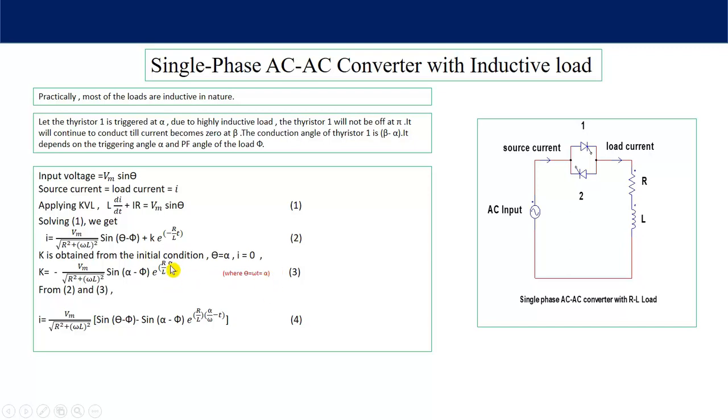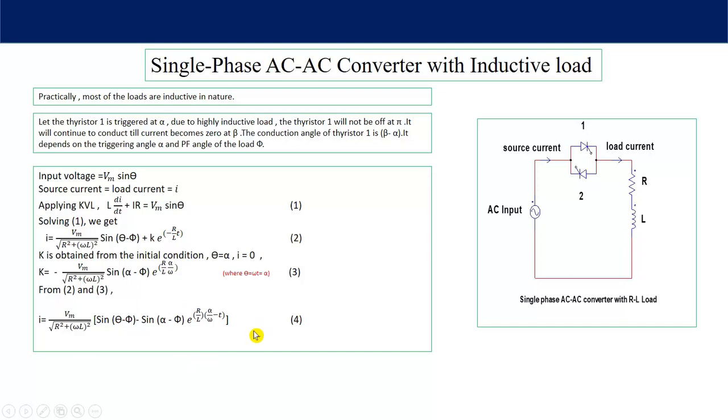Then from equations 2 and 3, we can find the net instantaneous current flowing through the circuit, which is equal to Vm by root under R square plus omega square L square, times sin of theta minus phi minus sin of alpha minus phi e to the power R by L into alpha by omega minus t. Just substituting the value of K at this point, you will get this current i.